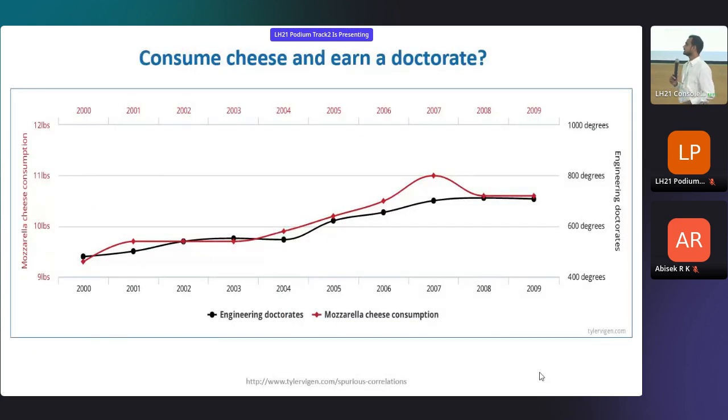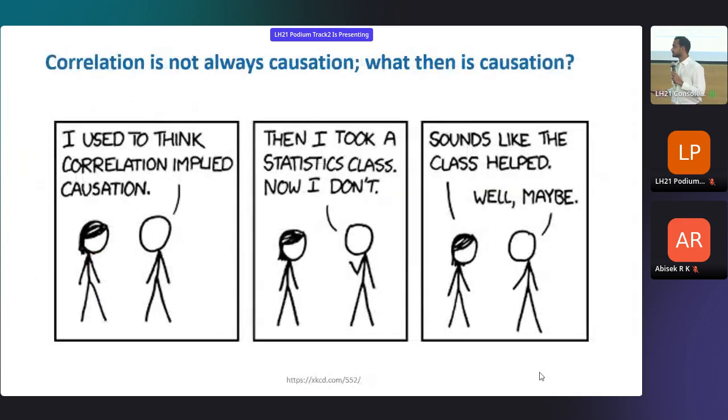This is an example showing the graph between cheese consumption and the number of engineering doctorates awarded between the years 2000 and 2009. Clearly, we can see that both of these are correlated. There's a very strong association. But can we say that consuming more cheese would give you a doctorate degree? No, definitely not. If correlation is not causation, then what is causation? How can we say that one thing is causing the other, or how can we measure the effect of the cause on the effect?